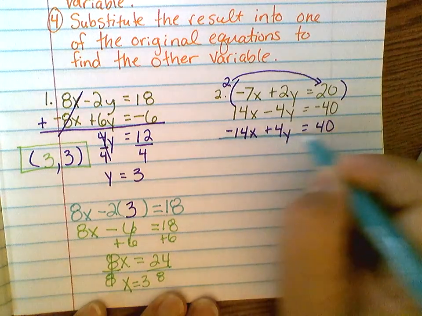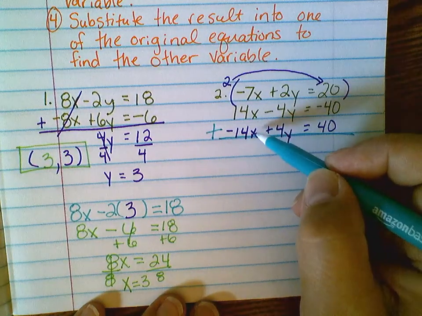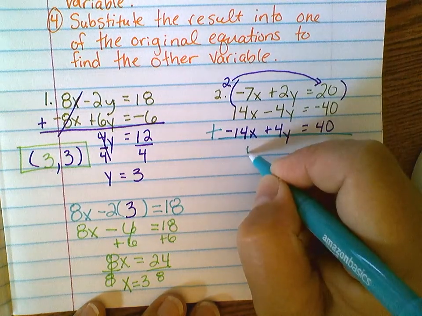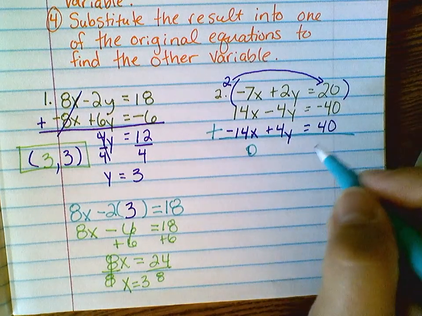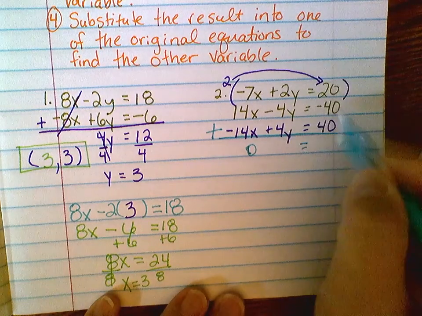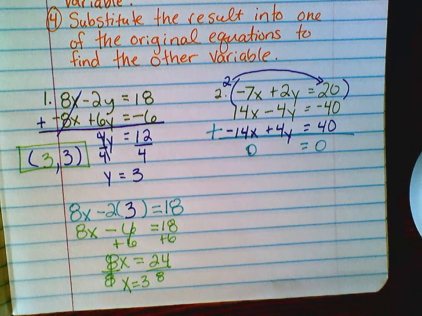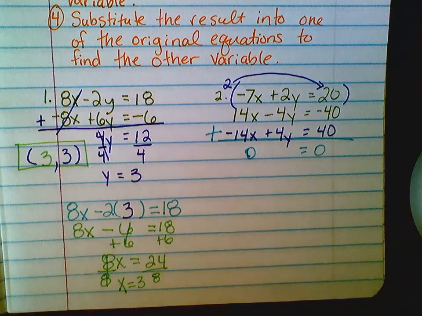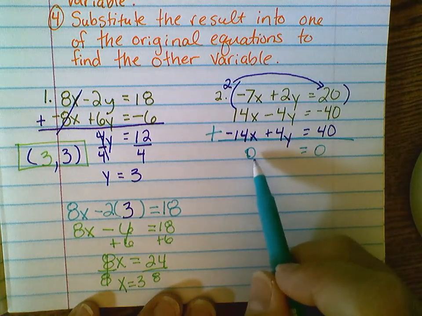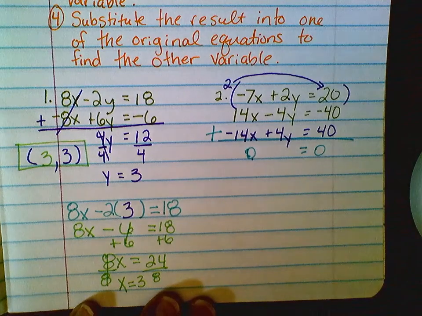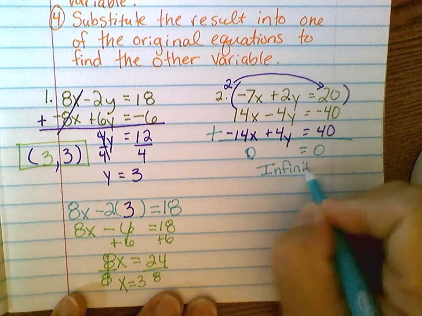So now, if I take these two equations and add them, 14x plus negative 14x is 0. It's gone. Negative 4y plus 4y is also 0. It's gone. And negative 40 plus 40 is also 0. So don't panic. This is another one of those cases where we've lost all of our variables and we have to look at our numbers. Does 0 equal 0? Yes, it does, which means infinitely many solutions.